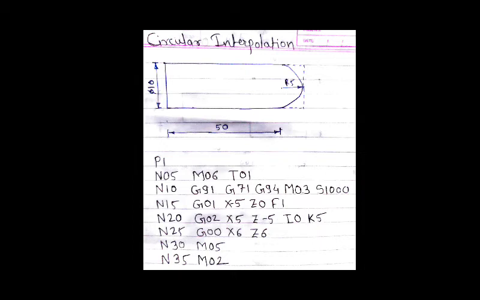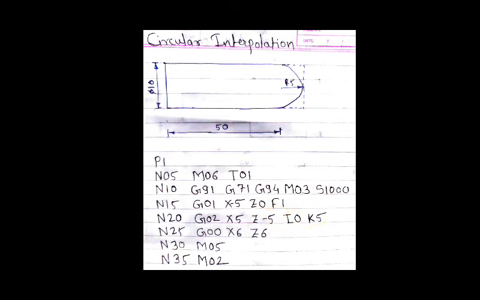But in this case we are going to remove this material by using G02. That is, we are not going to remove the material along a linear path; a circular path is there. That's why we have used the G02 code. G02 is for circular interpolation in the clockwise direction. And if you see further, I and K are there.